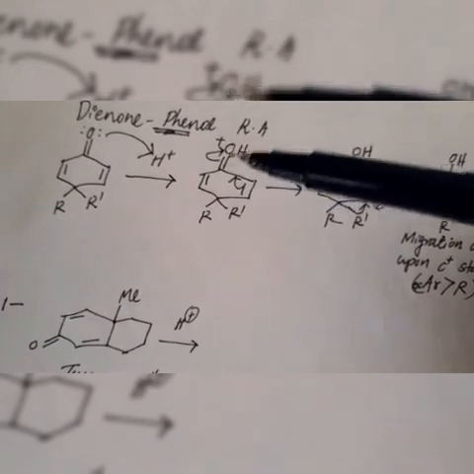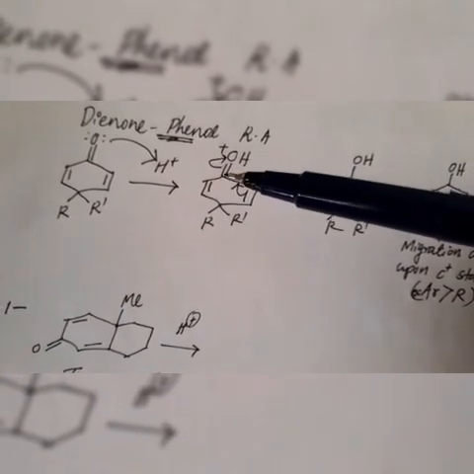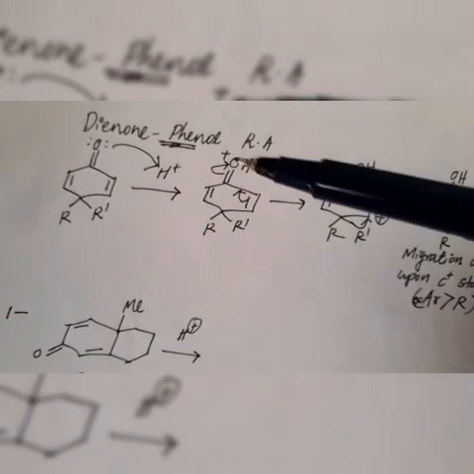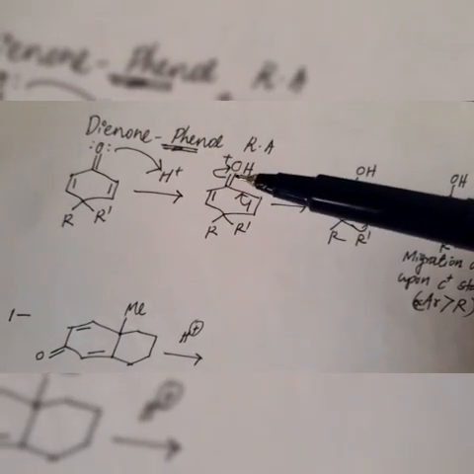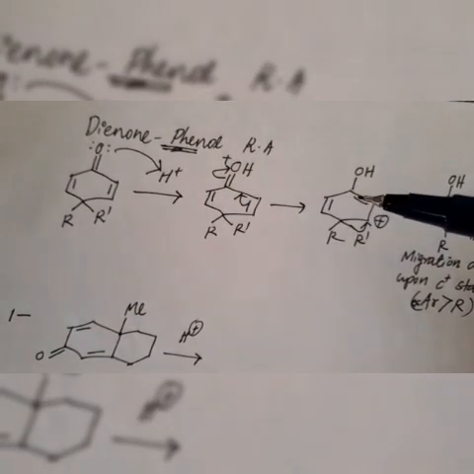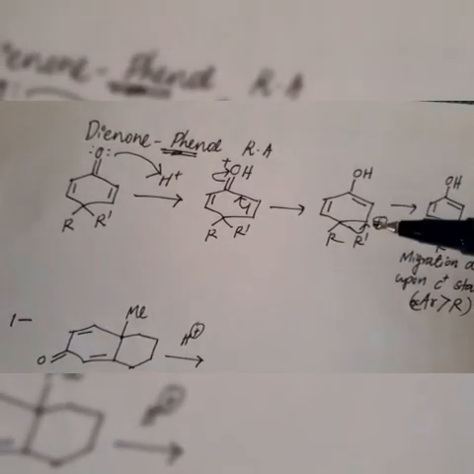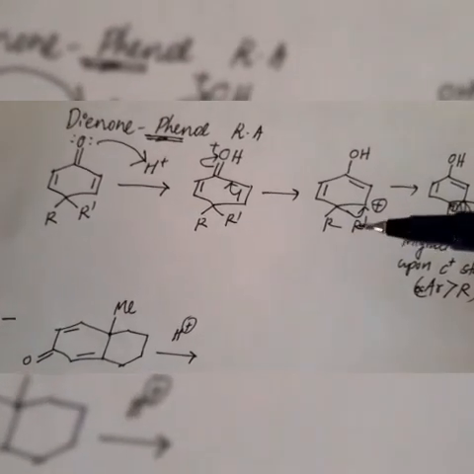You will end up with this oxonium ion. The next step is some kind of migration, and the driving force for this pi migration is that we want to nullify the positive charge over oxygen. For that, this pi bond gets migrated. Now you will end up with this carbocation, and this is the most important step in this rearrangement.